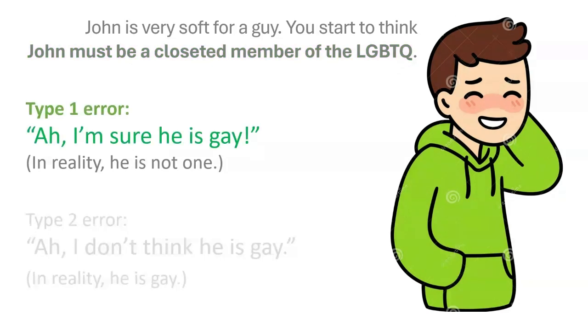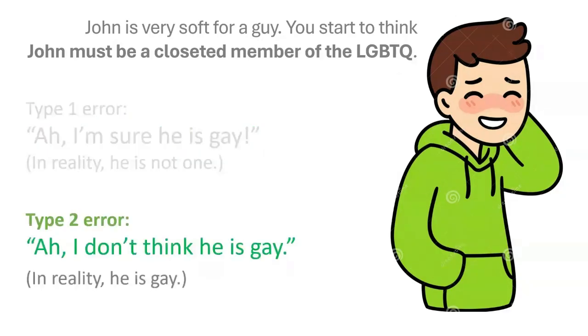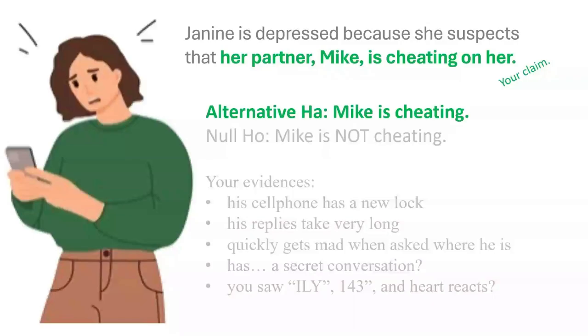Type 1 is when we accuse him of being gay, but in truth, he is not. Type 2 is when we fail to recognize that he is gay, but in truth, he is one. Here's another example. Janine is depressed because she believes that her partner Mike is cheating on her. This is her alternative hypothesis.